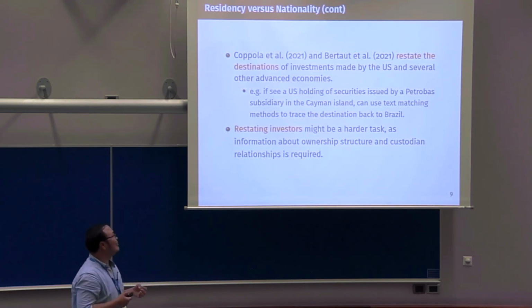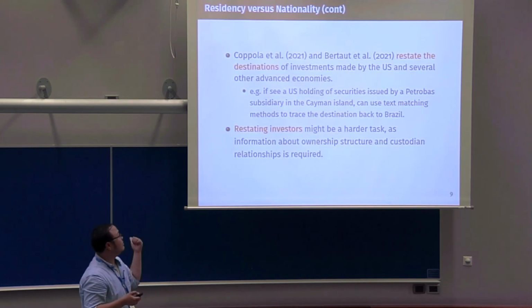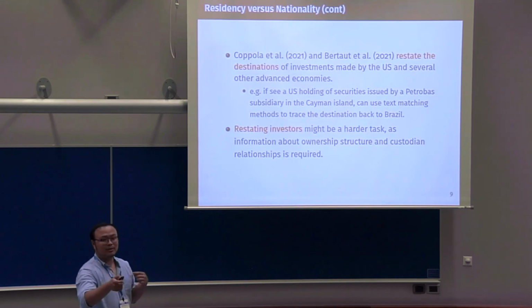That said, I'm not very sure about how much the authors can do to fix this. There have been several papers now, one by Antonio Coppola and co-authors in the QJE last year, and the other one by Berta, and I think you were one of the co-authors. Basically, what they do is restate the destinations of portfolios of advanced countries, so let's say portfolios by the US or by EU countries.